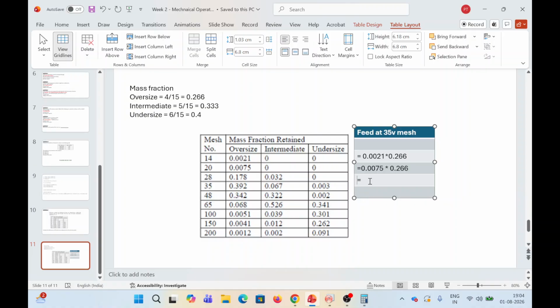then it would be 0.18178 times 0.266, and for the 35 it would be 0.392 times 0.266. Is that right? I mean, beyond this, will there be any values? Yes.